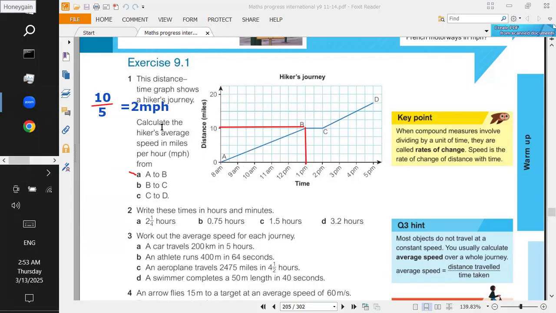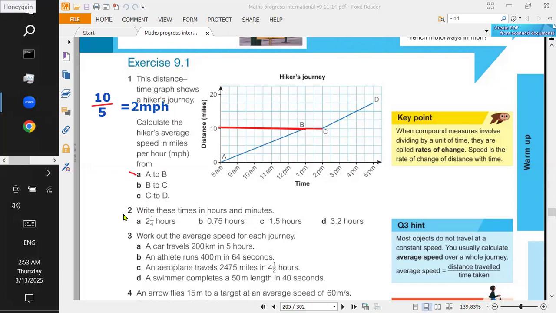Focus on the steps of answering this question. First we find the distance, and then we find the time, divide them by each other to get the speed. Second one, from B to C. You'll notice that from B to C, it didn't move here. It means the distance is the same from B to C. The distance is 10 miles. This means that the hiker didn't change the distance. It means that the speed is zero. So the speed here is zero.